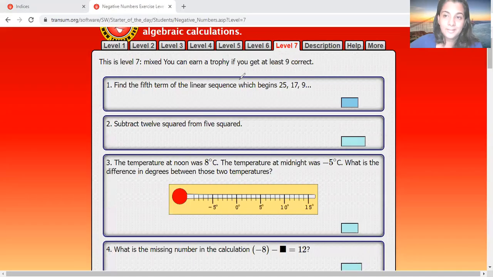So hi guys, this is lesson 13. Lesson 12, oh no, lesson 13, okay.